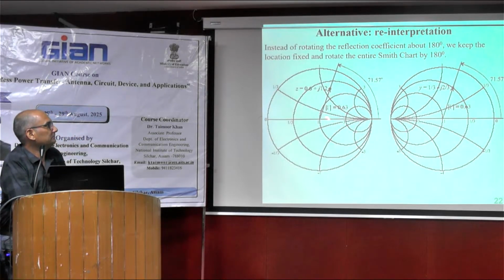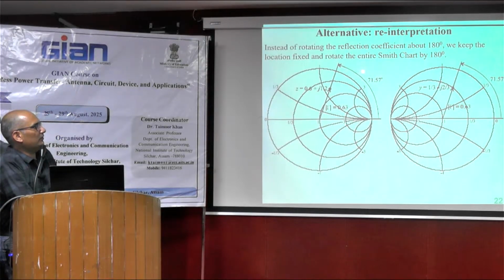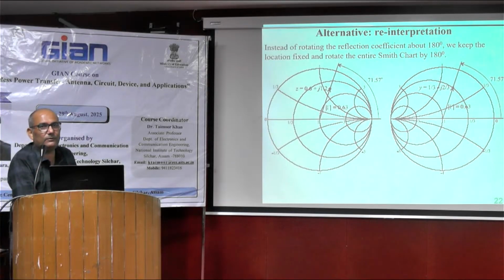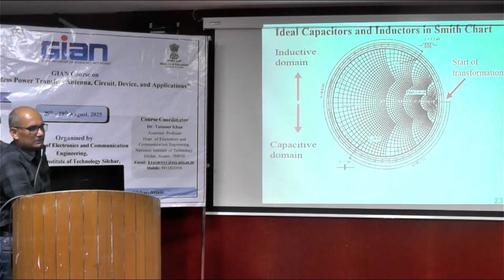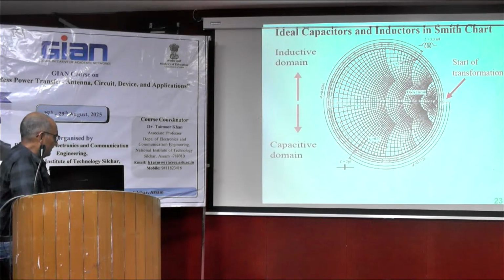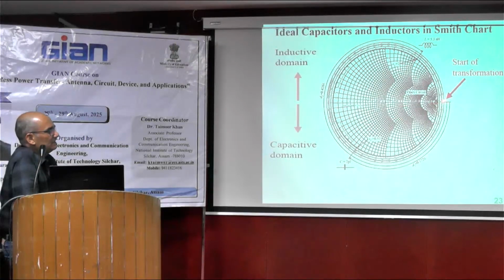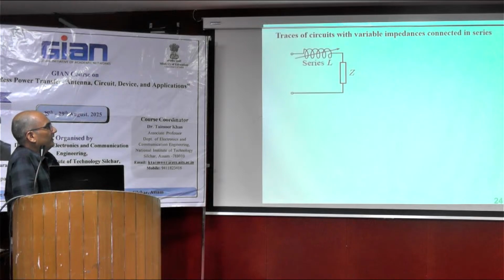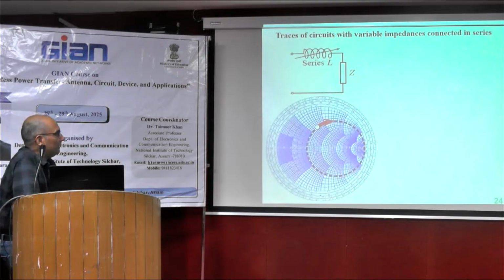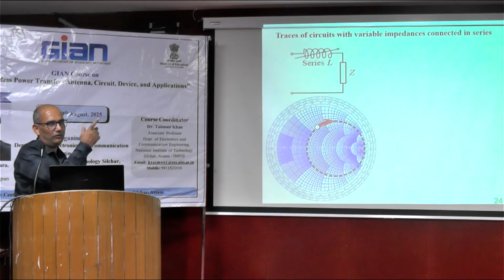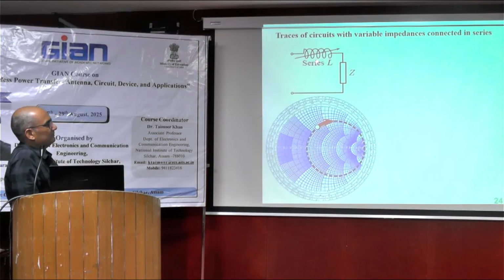Okay, then instead of rotating the reflection coefficient by 180 degrees, we keep the location fixed and rotate the entire Smith chart, either this way or that way, and you get the same information. That takes the inductive domain from the center to the upper half, the capacitive domain, and this is the resistance. Then trace how the variable inductance will look: it will be a circle, and the direction will be clockwise as the values change from 0 to infinity.